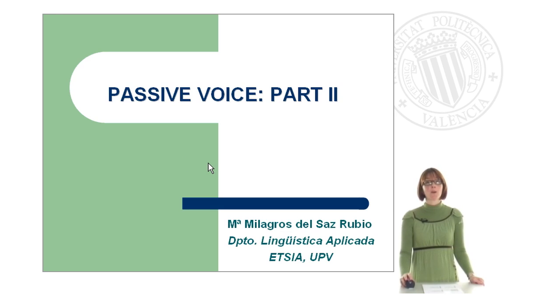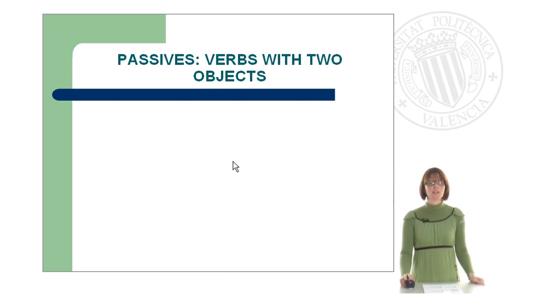Hello, today we're going to talk about the passive voice part 2. The aim of this presentation is to introduce two additional passive voice structures: passive voice with verbs which have two complements, which are direct object and indirect object, and then the impersonal passive. Let's start by having a look at passives which have verbs with two objects.